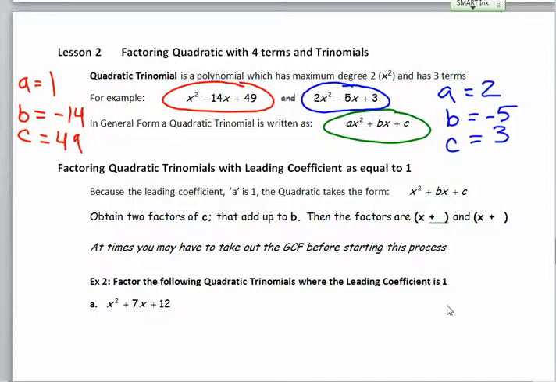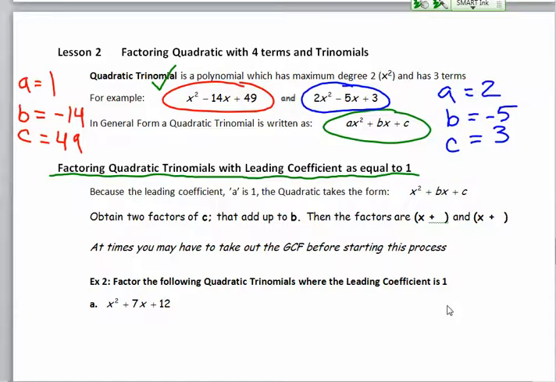So we have two types of trinomials we're going to factor. The first type is quadratic trinomials with a leading coefficient equal to 1. That means that a is going to be 1. So this is the first type we're going to look at right here, because the other one does not have a leading coefficient of 1.